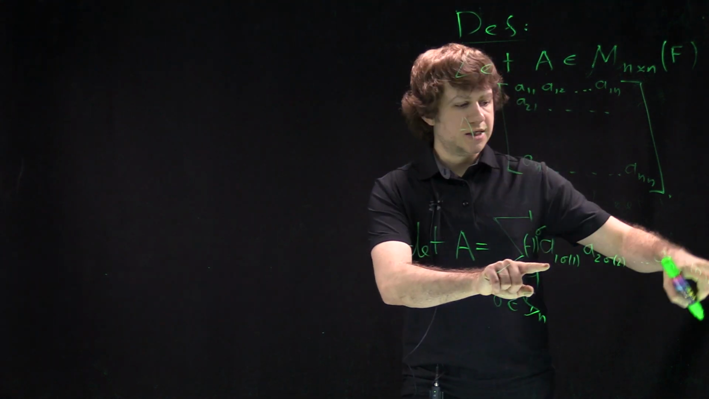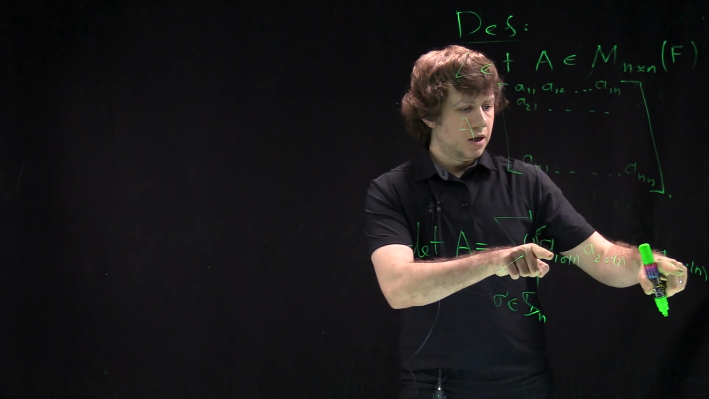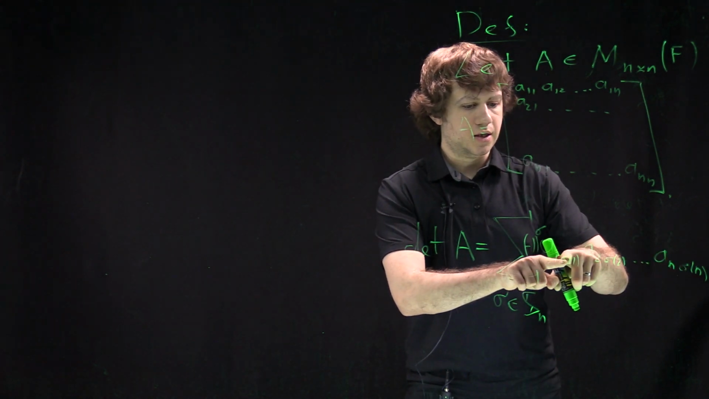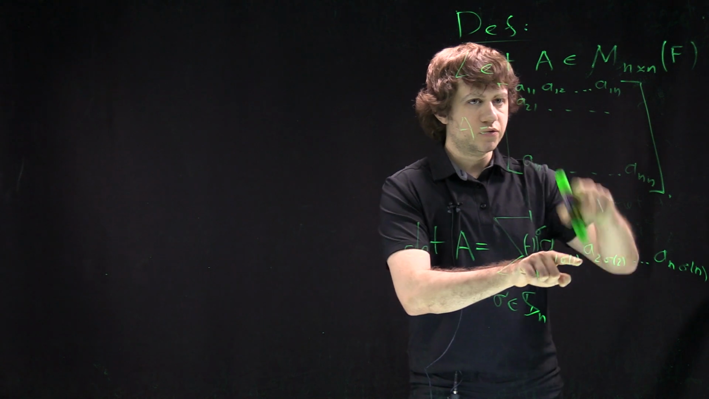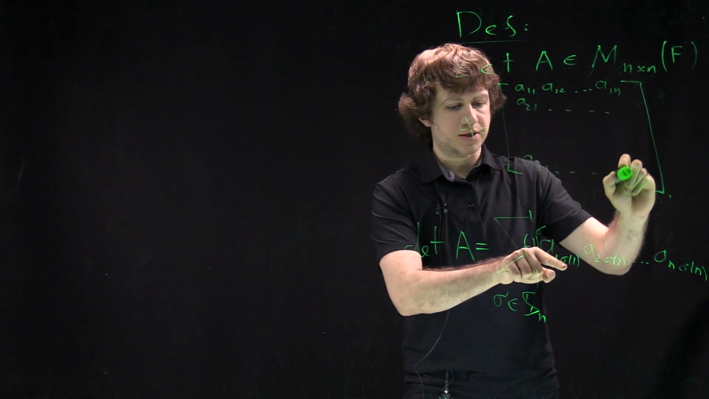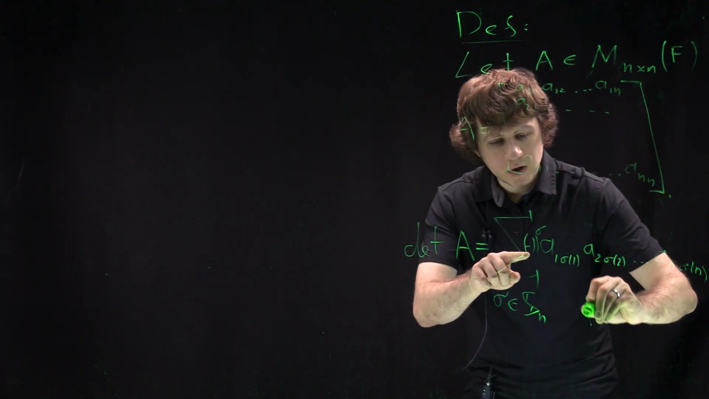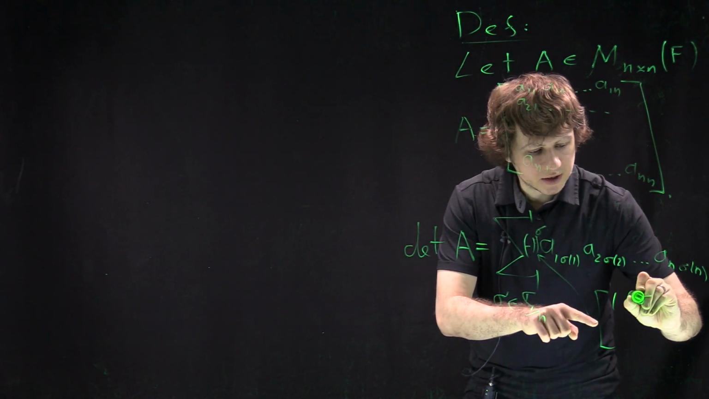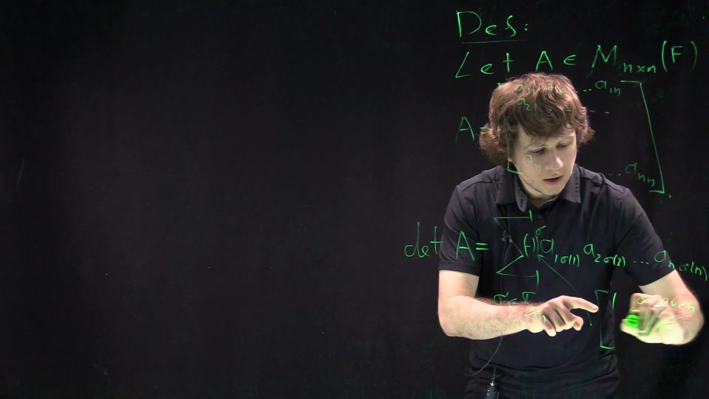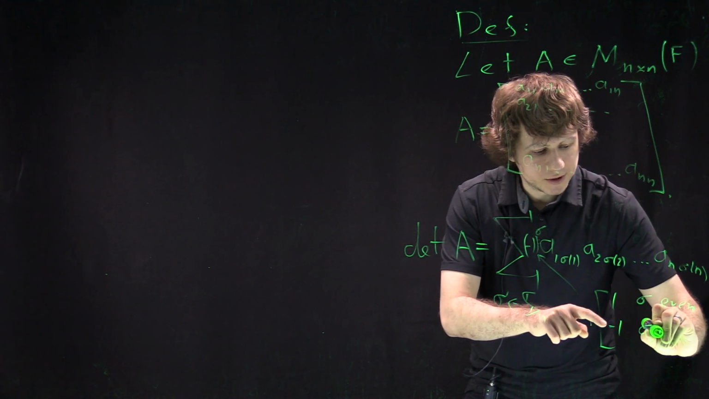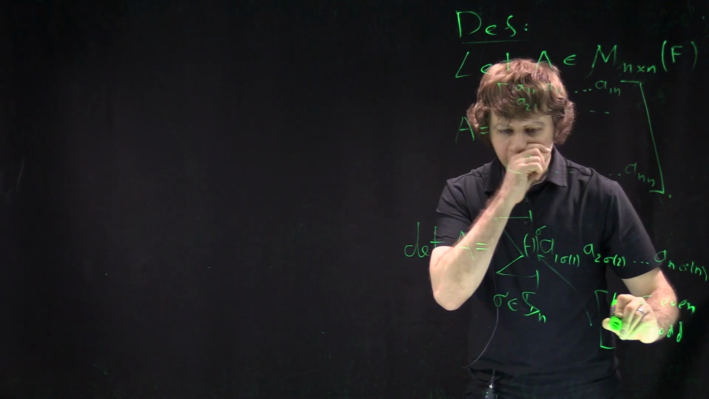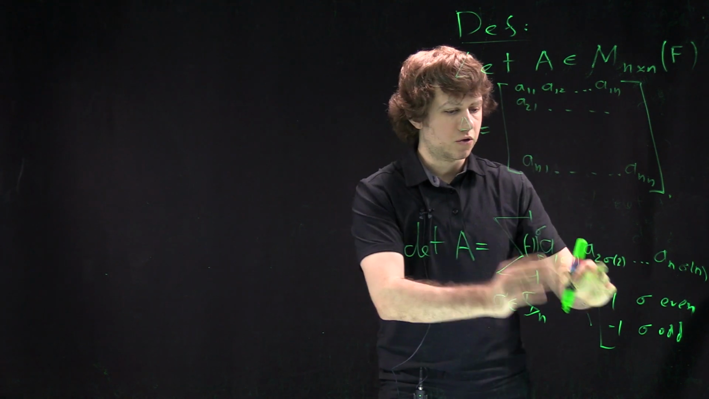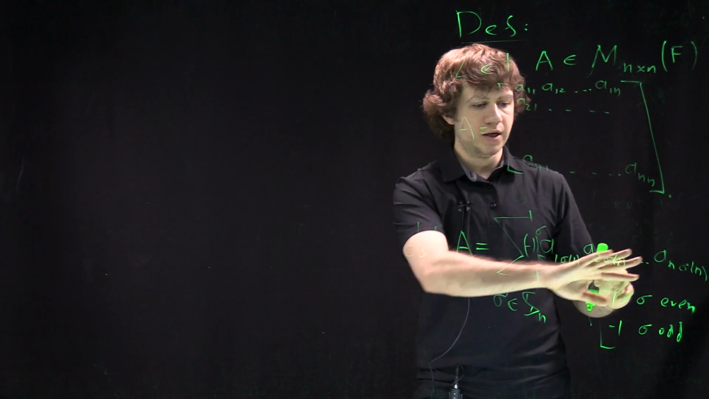So this probably does not need any explanation, just because this A1 sigma of 1, A2 sigma of 2, these are just some elements of the matrix. Minus 1 power sigma is, by definition, 1 if sigma is even, and minus 1 if sigma is odd. So depending on whether your permutation is even or odd, you get minus 1 or 1 terms.